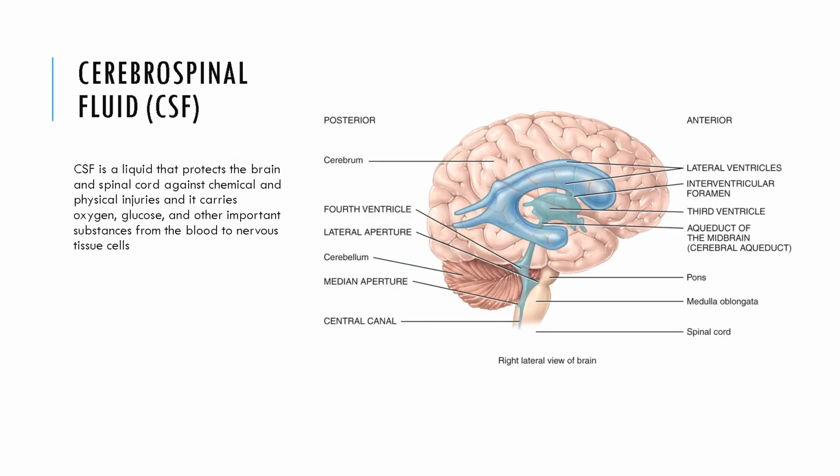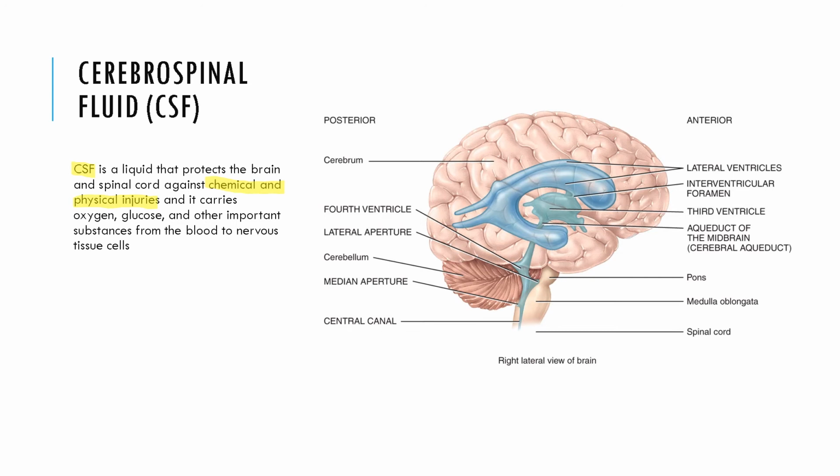Cerebrospinal fluid, abbreviated CSF, is a clear and colorless liquid. It's composed primarily of water, and it protects the brain and spinal cord from chemical and physical injuries. It also carries small amounts of oxygen and glucose and other needed chemicals from the blood to neurons and neuroglia. Now, CSF continuously circulates through cavities in the brain and spinal cord, and it also travels around the brain and spinal cord in the subarachnoid space.